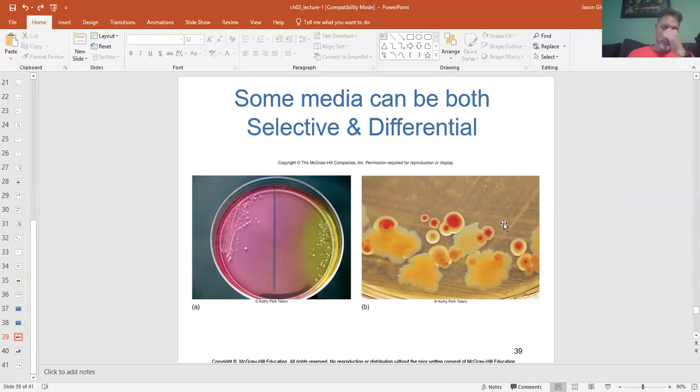Over here we have MacConkey agar. MacConkey is selective in that it only lets gram-negative bacteria grow, and then it's differential because the ones that are red are bacteria that can ferment lactose.